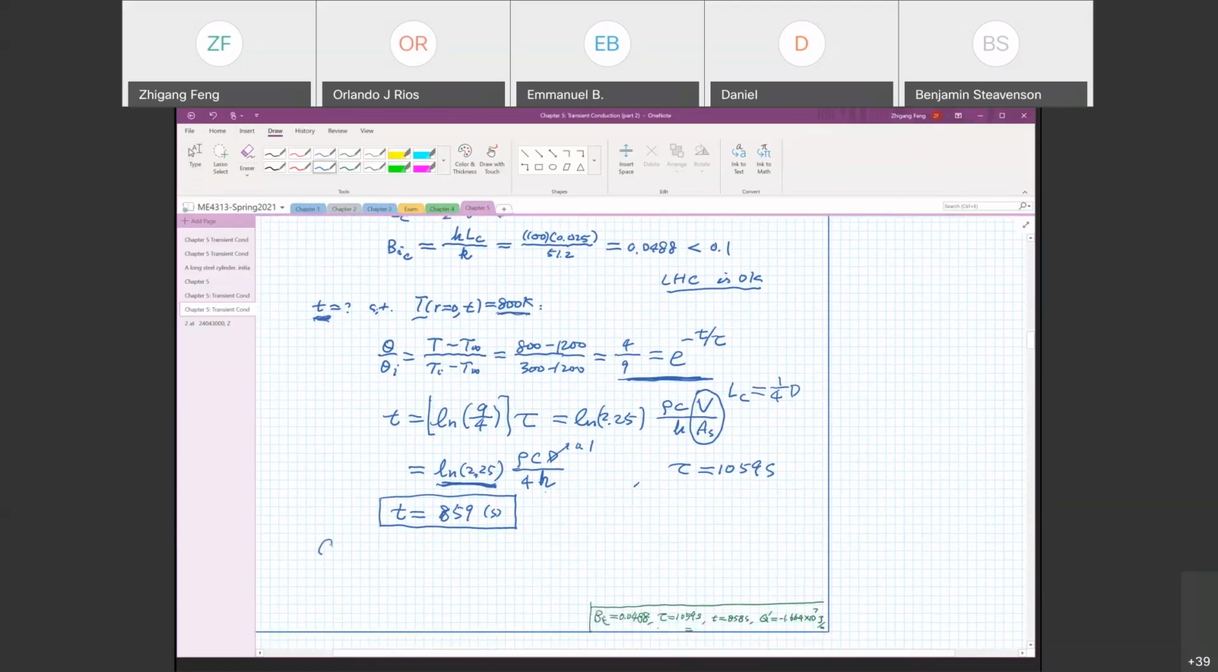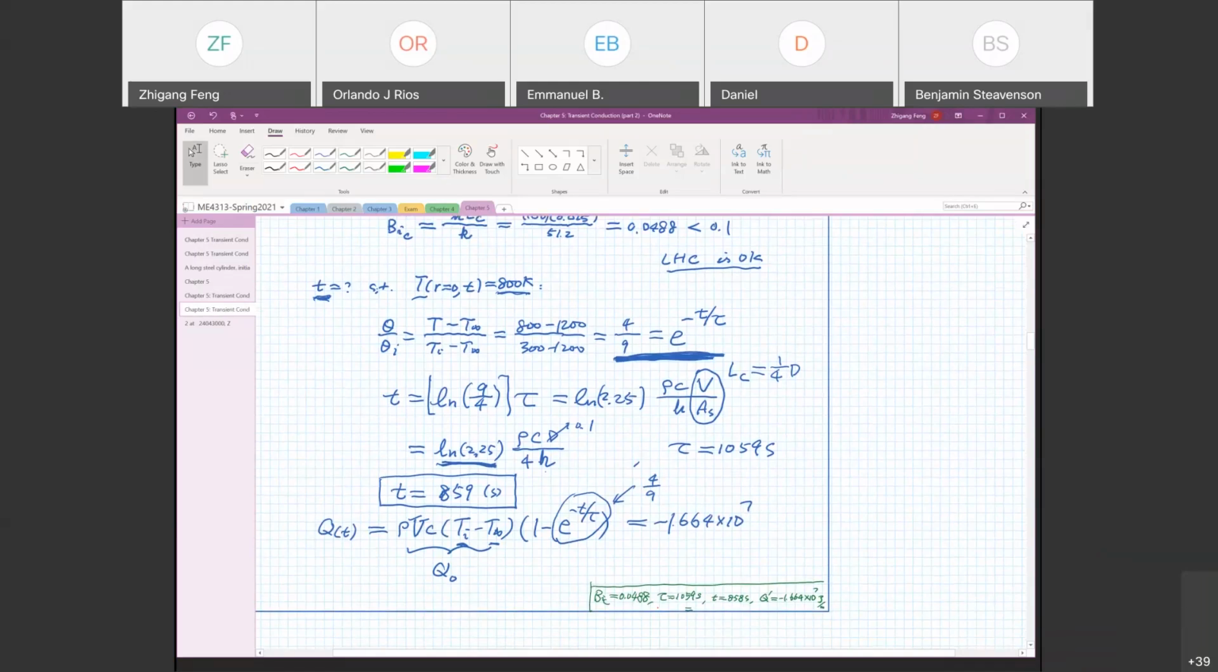The second part is to find how much thermal energy is transferred into the cylinder. So Q is equal to rho V c multiplied by Ti minus T infinity. That's the maximum amount of heat being transferred, Q naught, multiplied by 1 minus e to the minus t over tau. Okay. And the e to the minus t over tau, look at this equation, can be substituted using 4 over 9. And Ti is 300, T infinity 1200. So we have all the values. So the final result is equal to minus 1.664 multiplied by 10 to the 7.